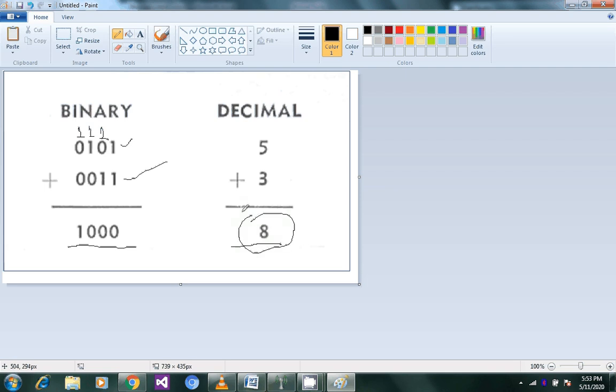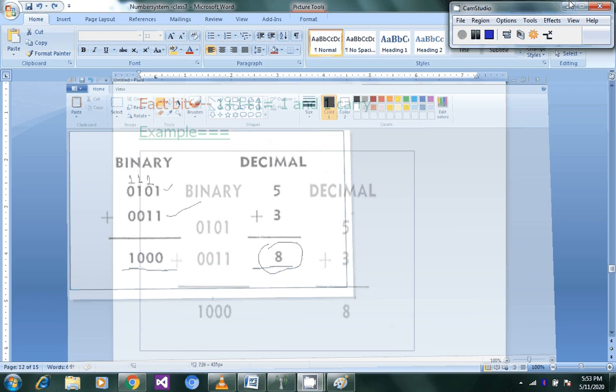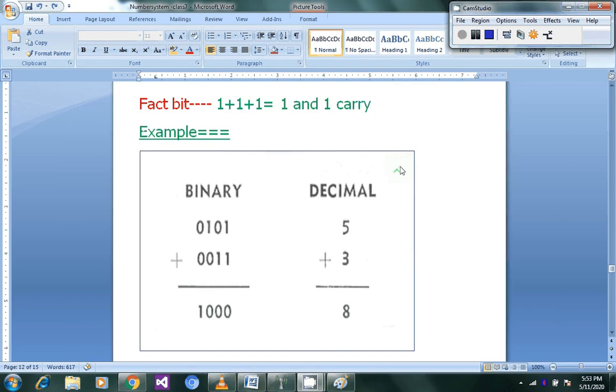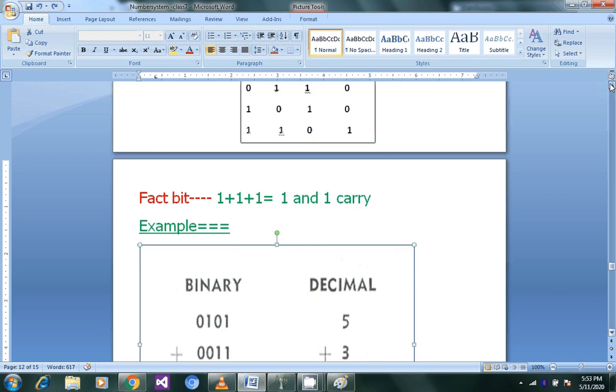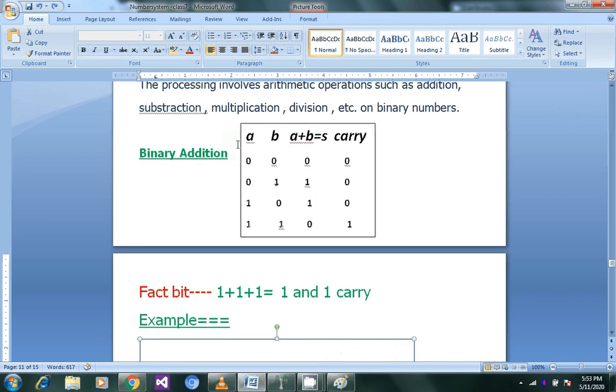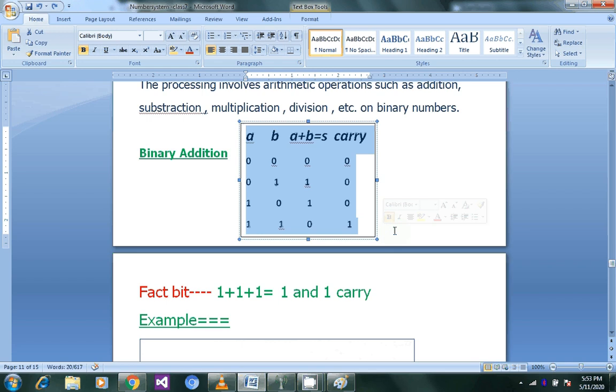Okay, so I think when you consider this table, you can easily do binary additions.